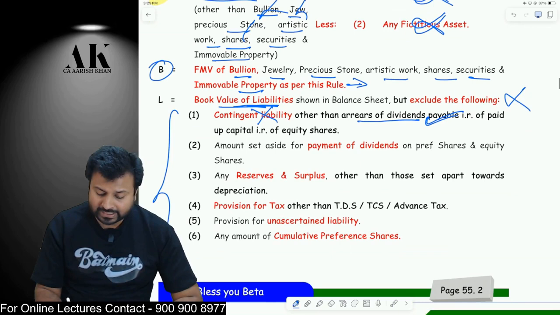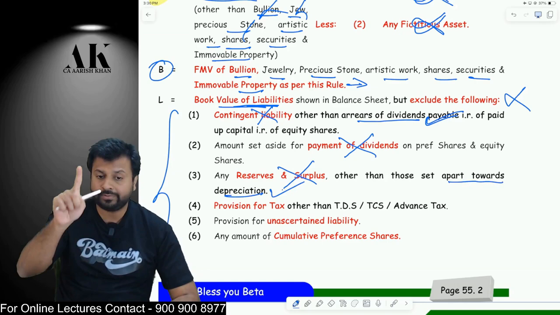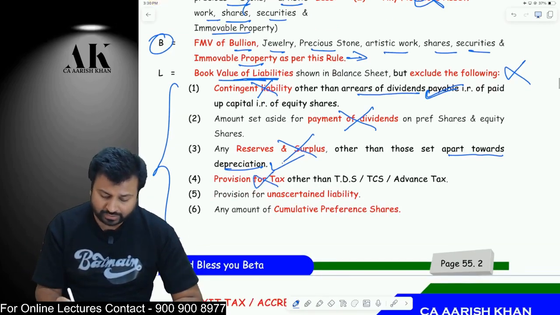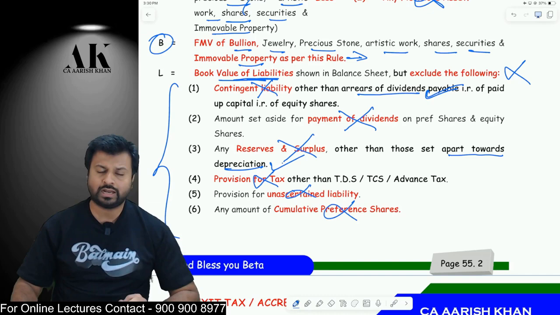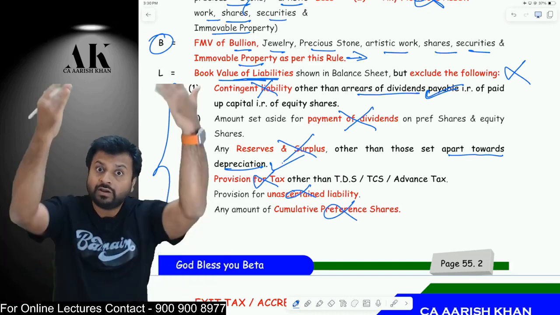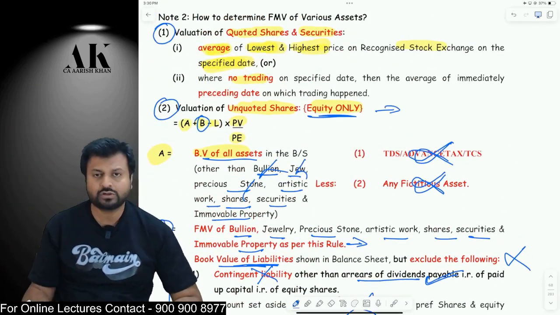Second, the amount set aside for payment of dividend you will not take. Any reserves and surplus you will not take. But in this also, any reserves and surplus set apart towards depreciation you will take. Provision for tax you will not take. Provision for uncertain liability you will not take, and cumulative preference shares also, if they are there in the balance sheet, you will not take in the total liability. After this, you will get the value of that company. The value of that company will become your value of unquoted equity shares.